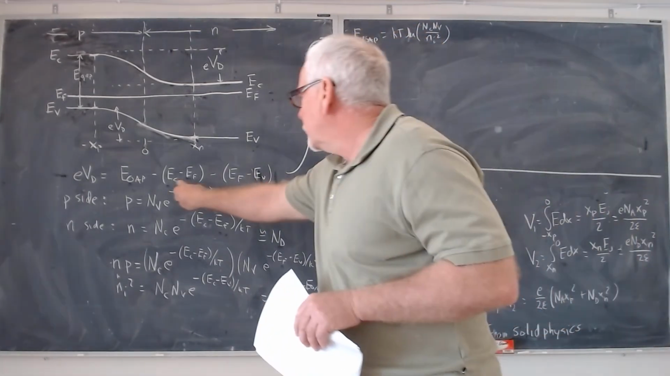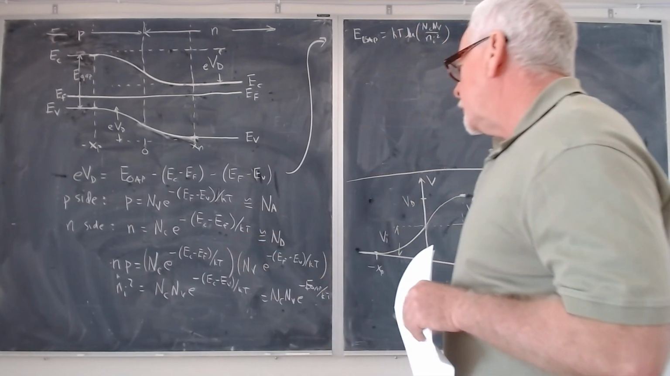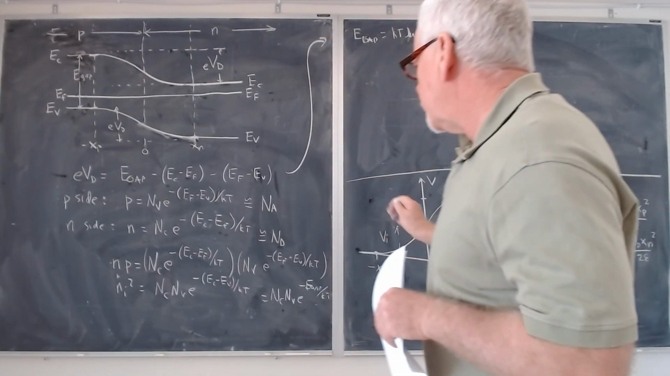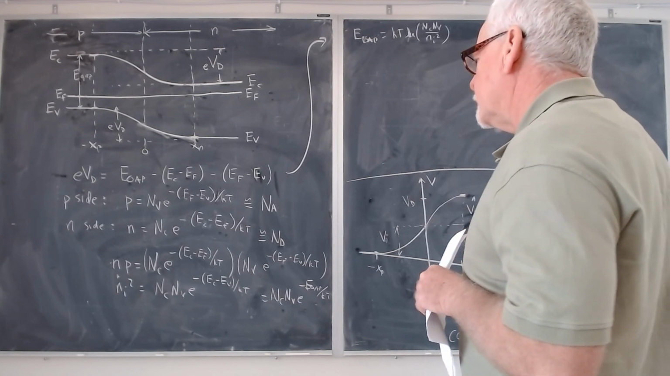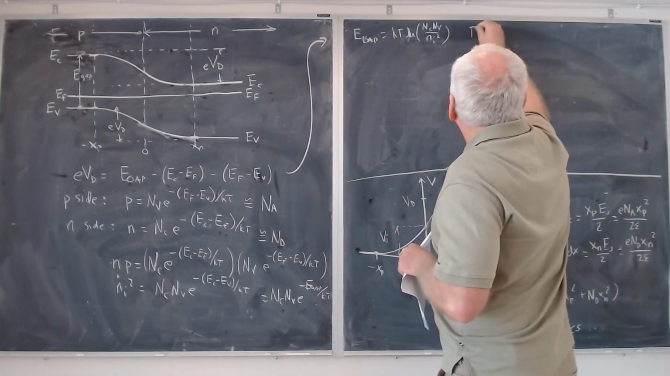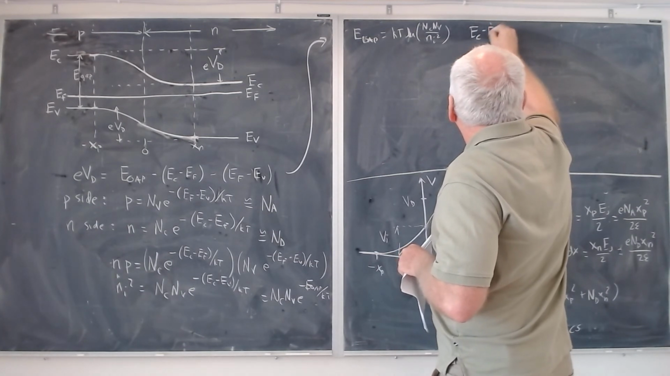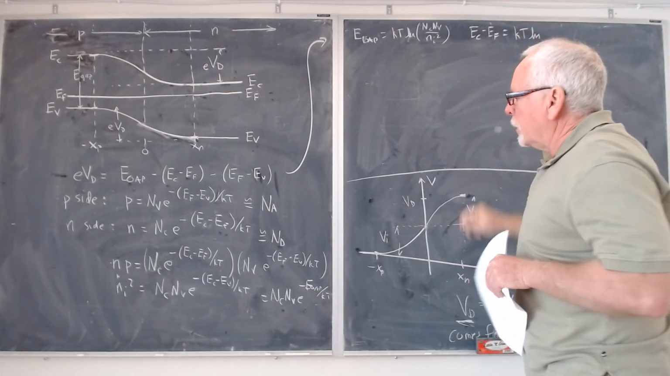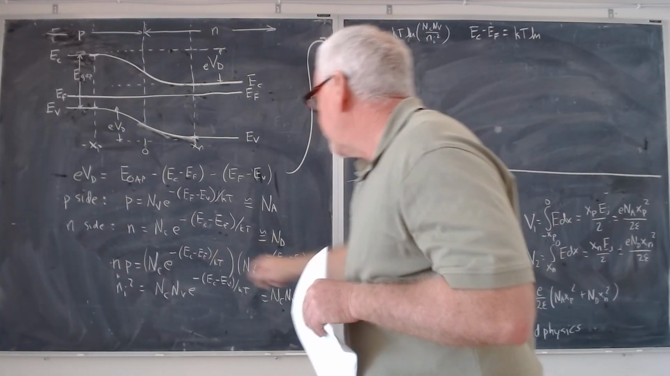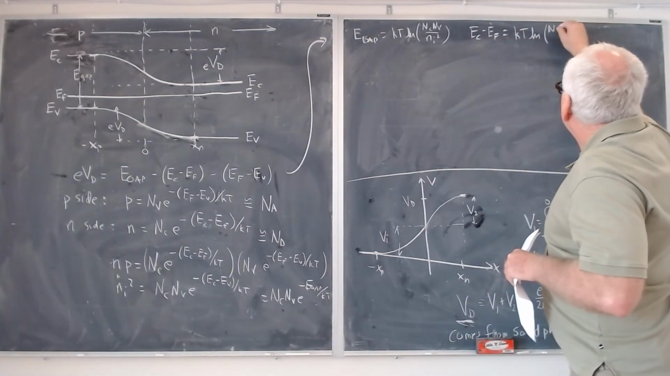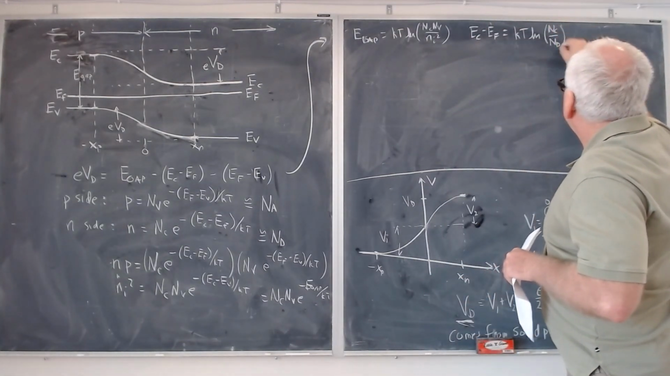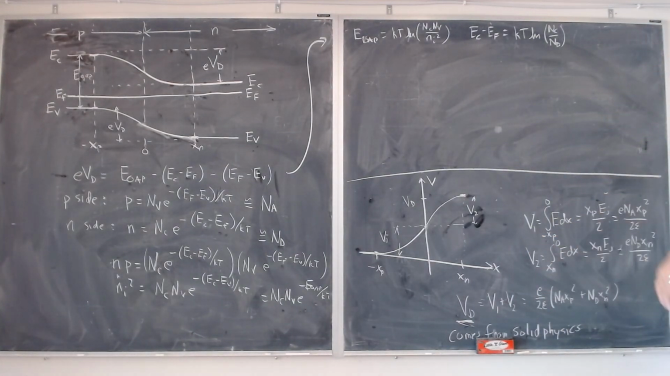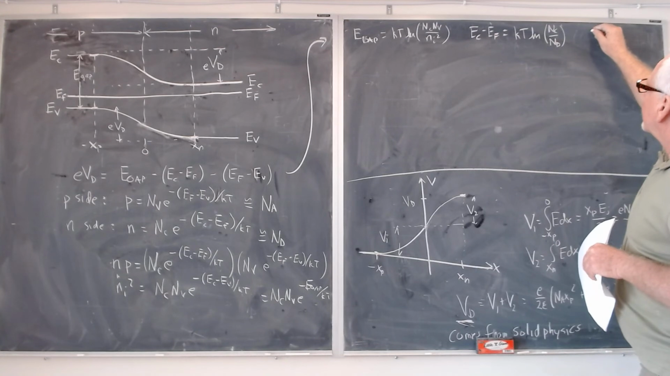Now let's do this one. EC minus EF, that comes here. And it's the same sort of thing. I'm going to put the exponent on the other side. And so EC minus EF is going to be KT times natural logarithm of, think about it, you put it over there, NC over ND. Okay, and again, if you didn't follow how I did that in my head, pause the video and do it on paper.